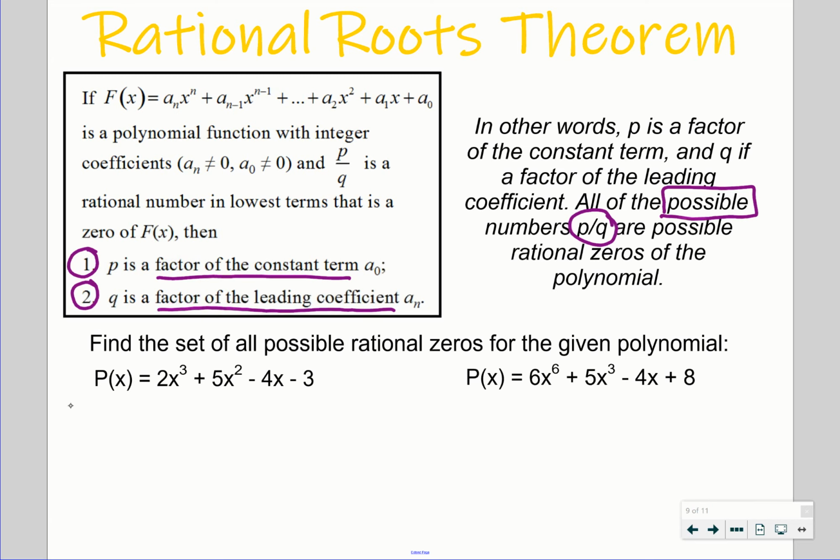So if I'm looking at my first polynomial, I'm going to make lists of p's and q's first before I put them together to make a list of p over q's. P's come from your constant, the number without a variable.